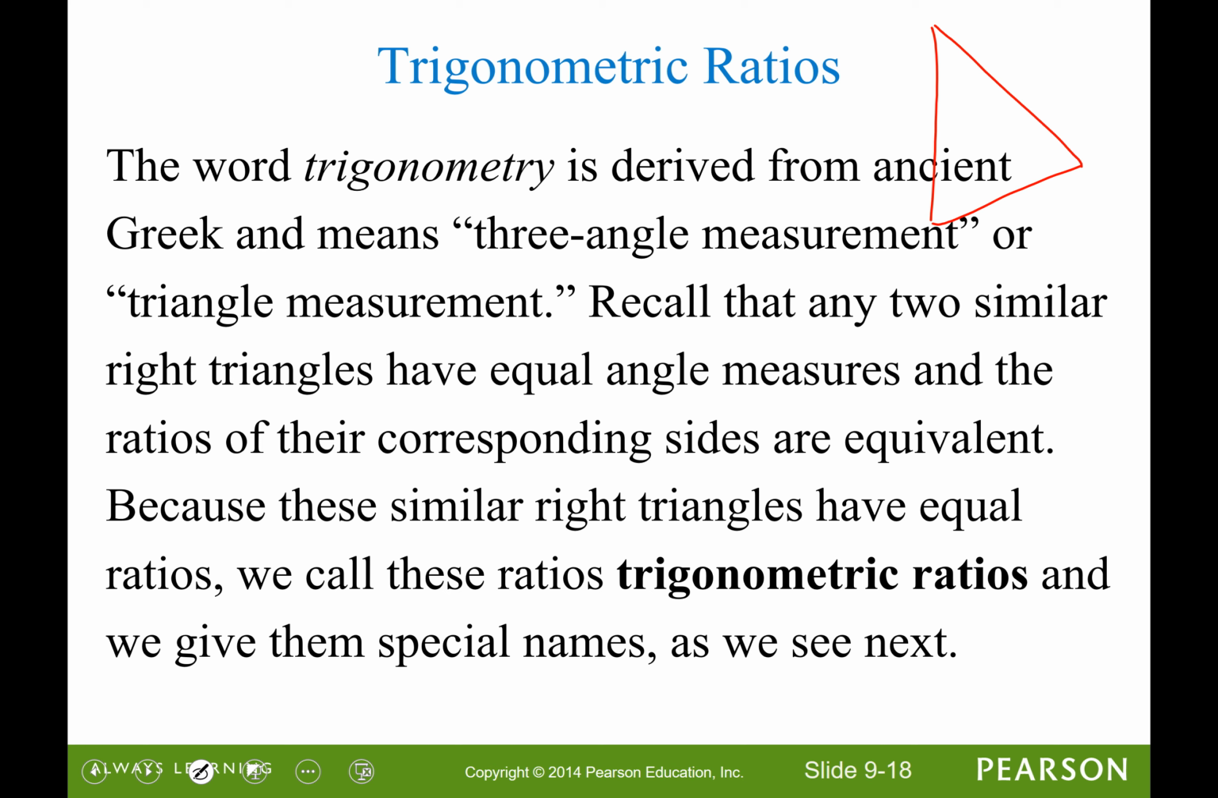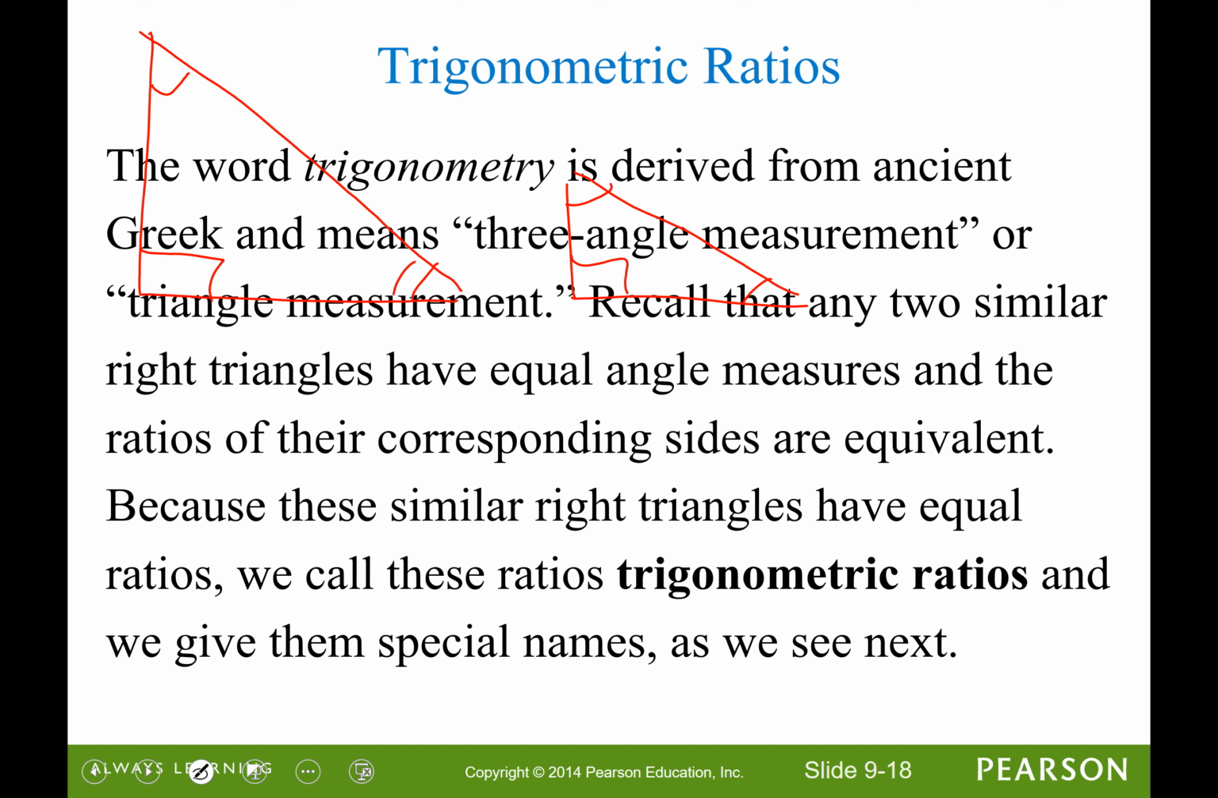Three angles, three sides. Recall that any two similar right triangles, let me sketch that so you can get a visual. I'm just going to sketch a couple similar looking right triangles so you can visualize that. Recall that any two similar right triangles have equal angles, right? All the corresponding angles are congruent. So like this, this, this, this. And now here's the key. The ratios of their corresponding sides are equivalent.